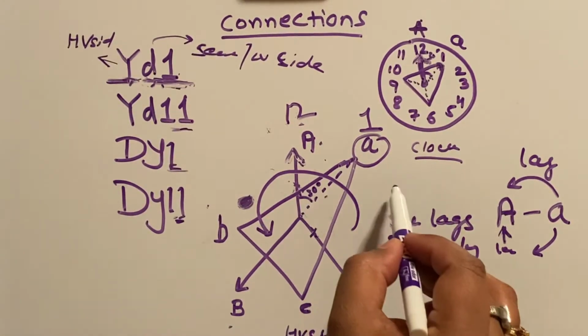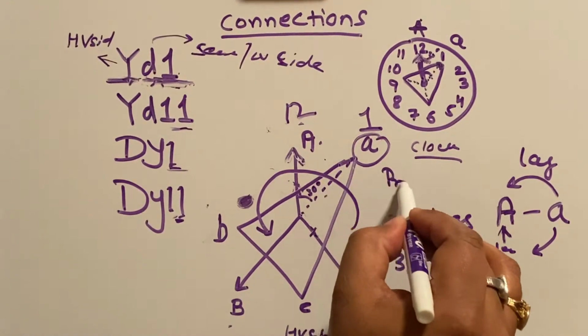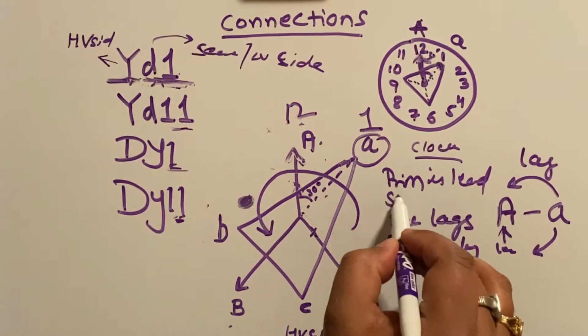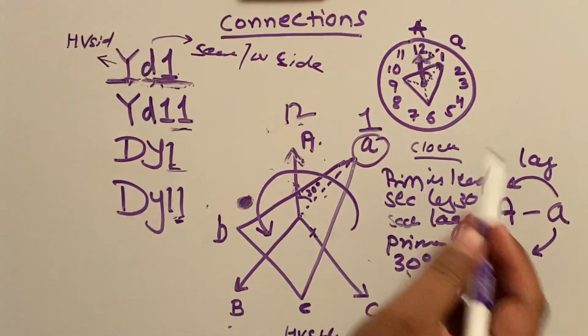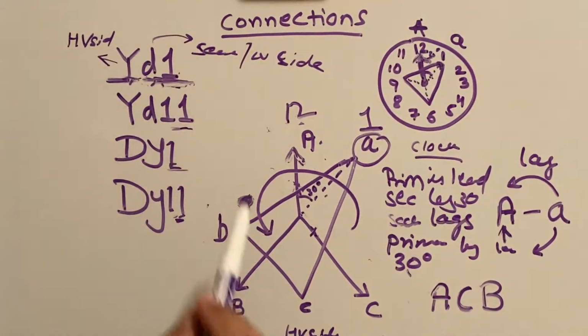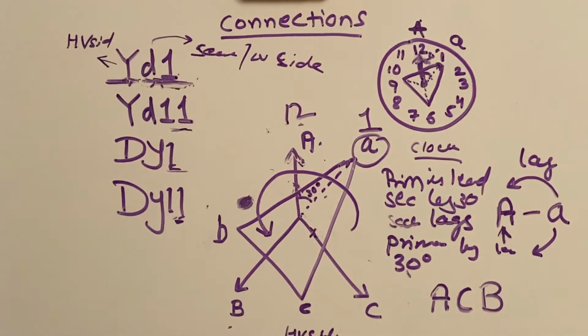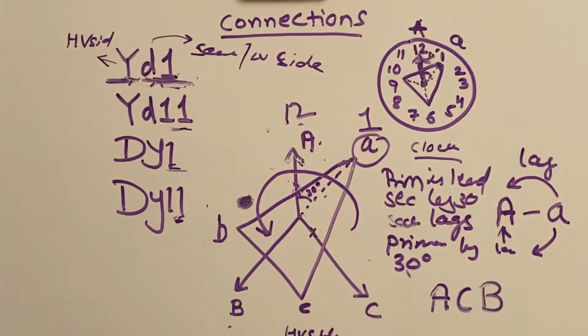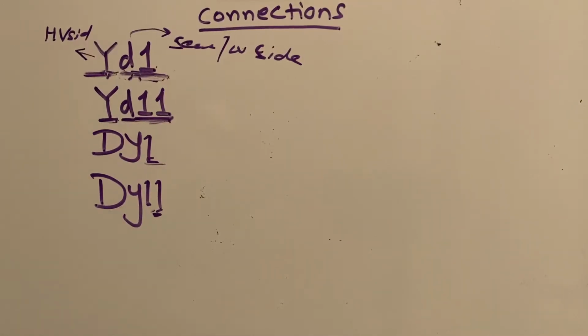Or if the requirement is primary leading secondary by 30 degrees, that also means this connection is going to be YD1, because in this case the primary is leading the secondary. Similarly, we are going to make the vector diagram for YD11.